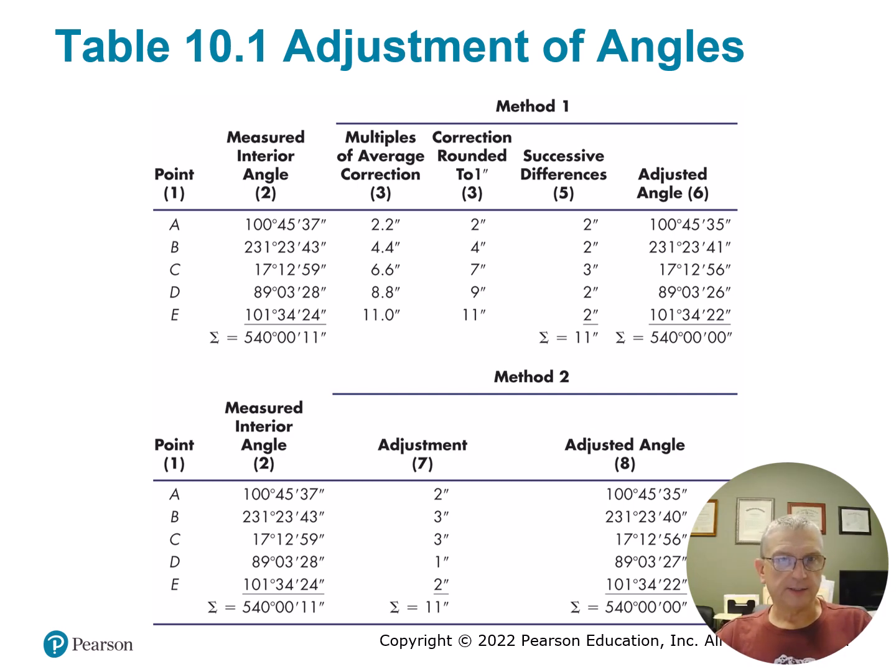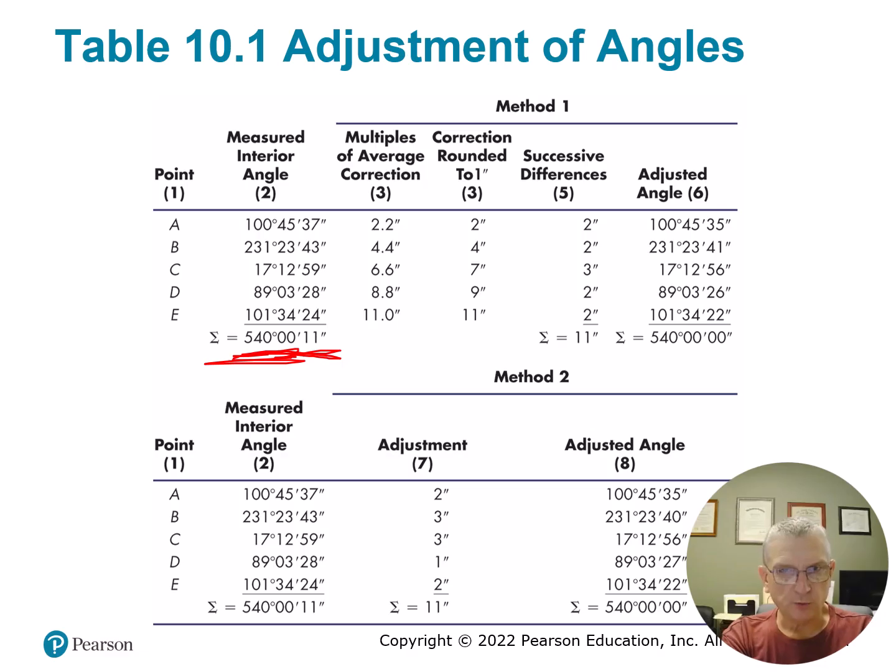As I said, the interior angles measured in the previous diagram, at A is 100 degrees, 45 minutes, 37 seconds. I'll not repeat all of them, but they come out to 540 degrees, 0 minutes, 11 seconds. There are 5 sides to this shape, so 5 minus 2 is 3, times 180 is 540. So the correct sum of the interior angle rights should have been 540 degrees flat. We have 11 seconds of traverse error.